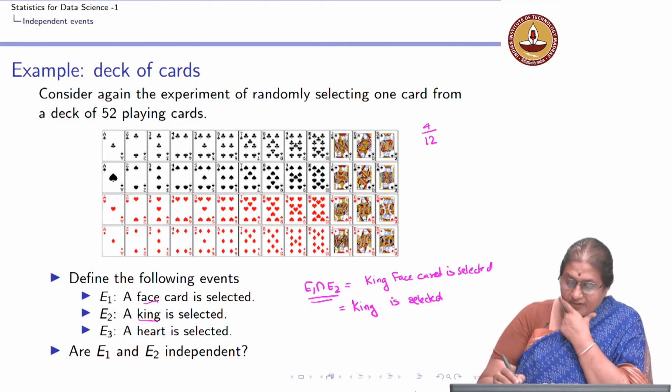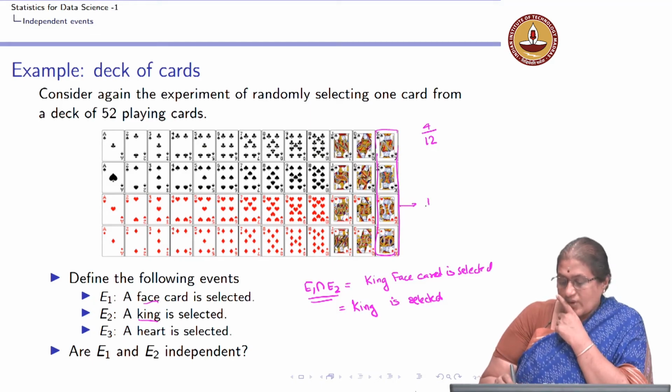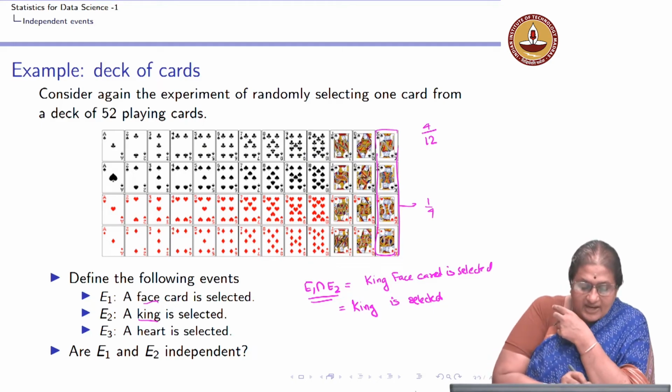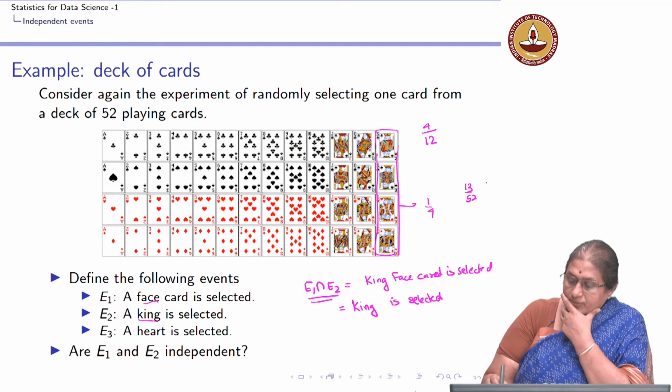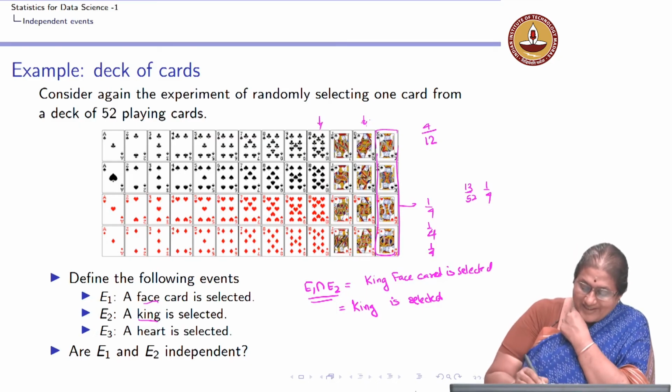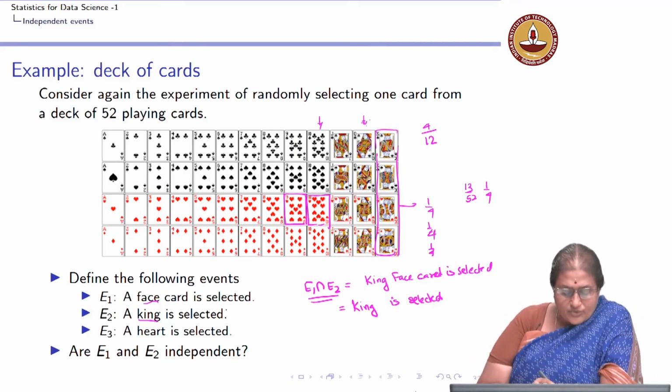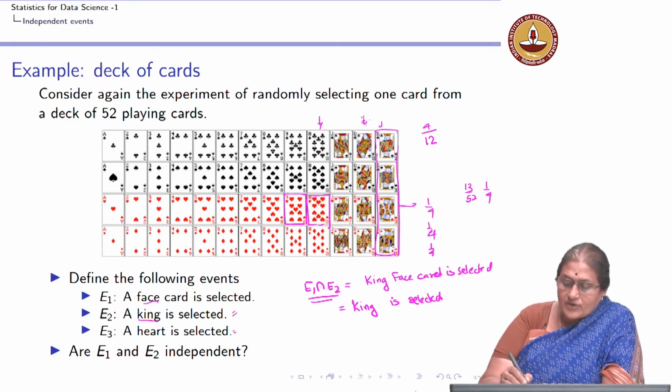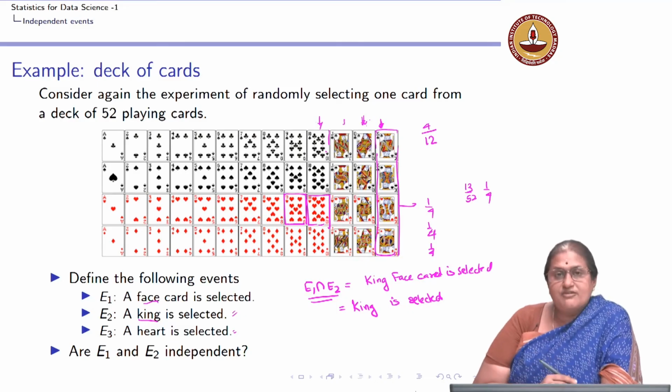But if I know that a king is selected, the chance of you having a heart is just 1 by 4. The chance of having a heart from these 52 cards is also 13 by 52, which is 1 by 4. Whether you selected a queen, a jack, a 10, or a 9, the chance of getting a heart is again 1 by 4. So, you see that the chance of getting a heart is not dependent on what the card was, whereas the chance of getting a king changes if you know that what you had taken was a face card.